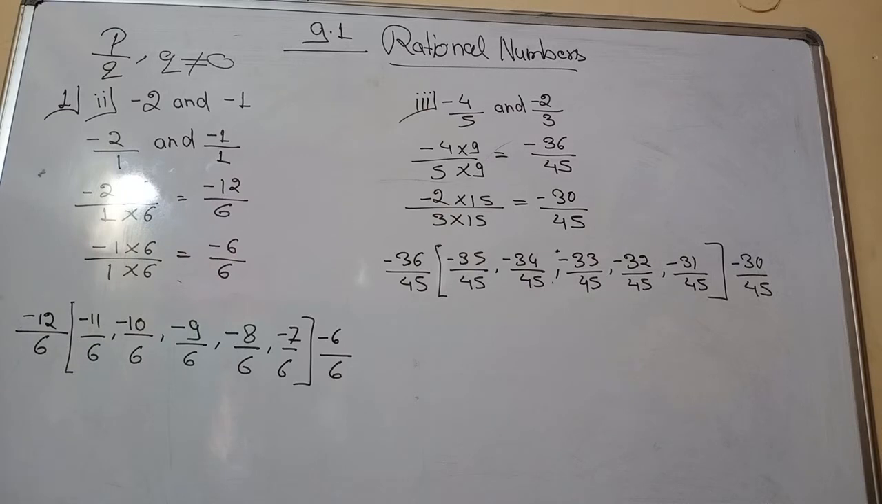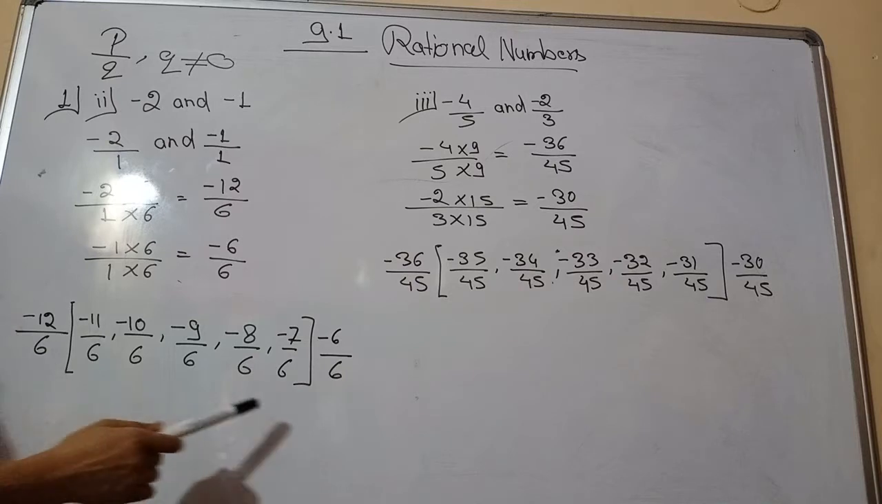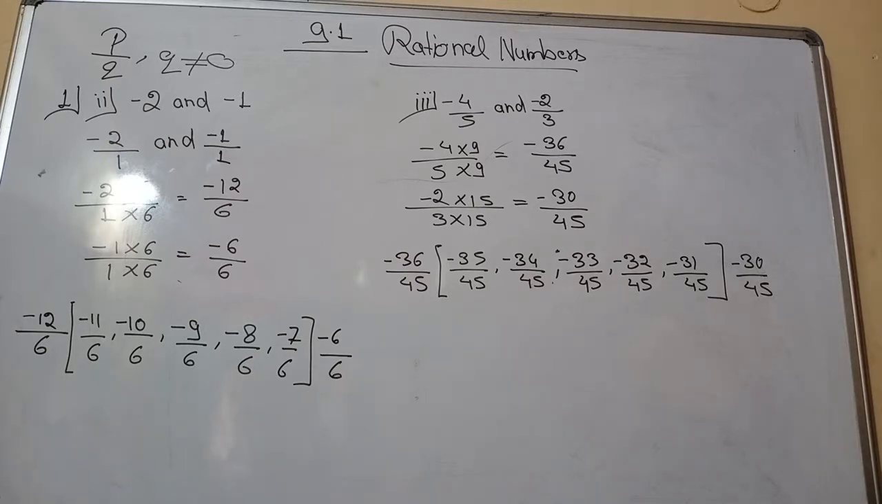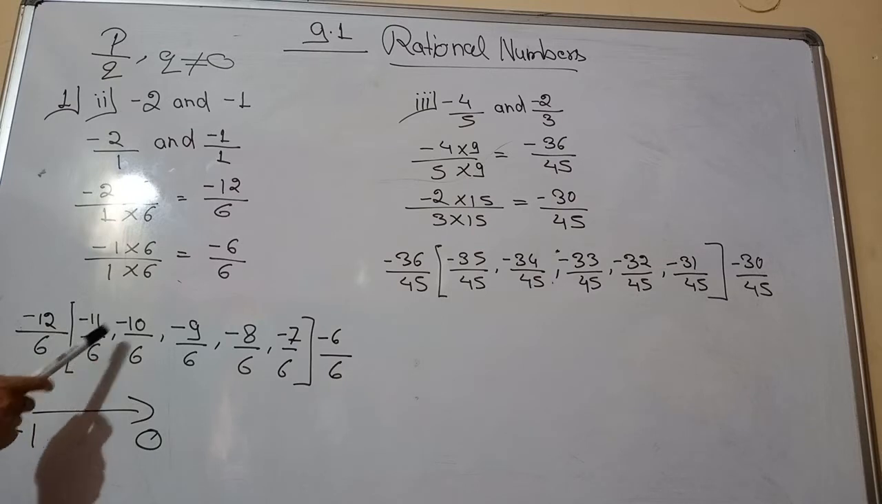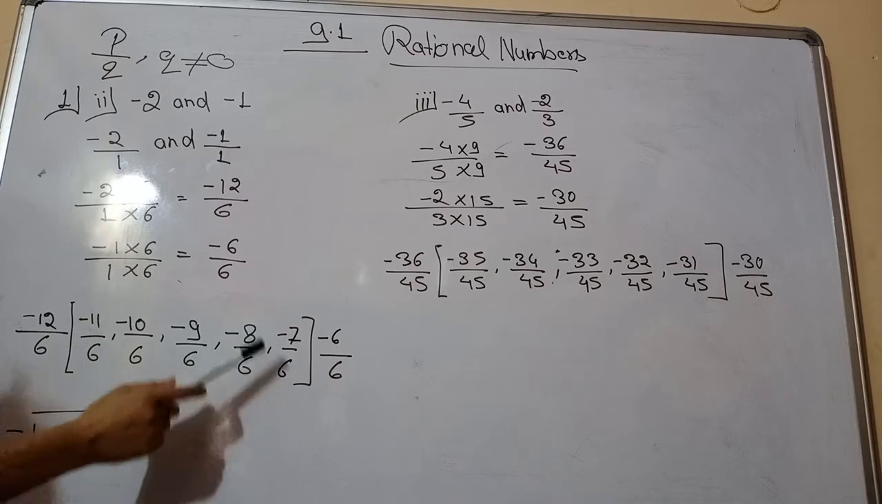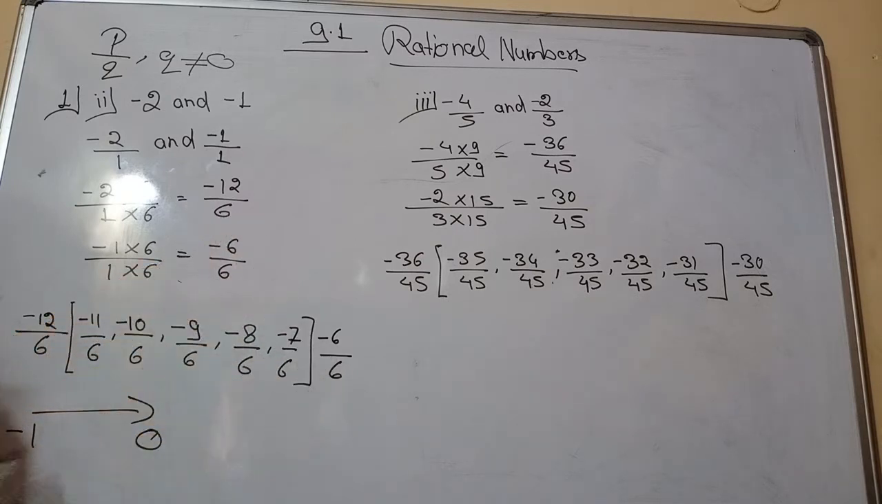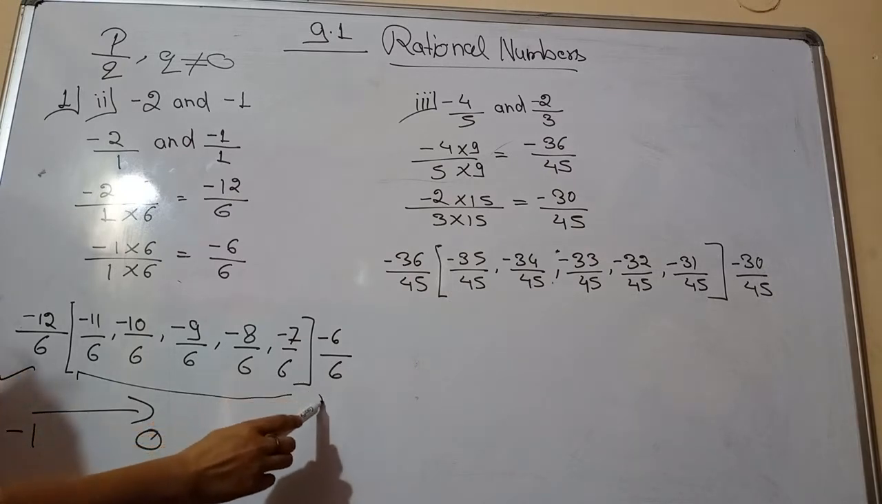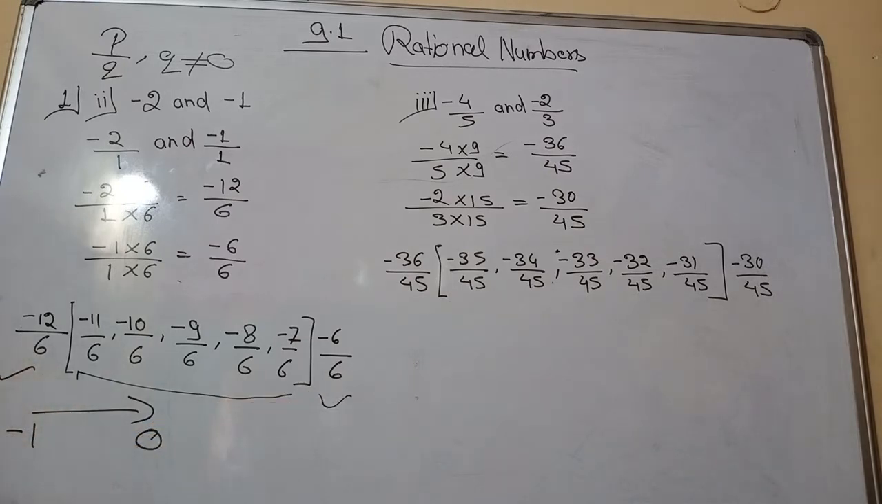Now how many rational numbers lie between minus 12 by 6 and minus 6 by 6? See here, minus 12 by 6 and here minus 6 by 6. We know that whenever we are seeing a negative rational number, it is towards the left of 0, so we will move towards this side. So minus 12 by 6, minus 11 by 6, minus 10 by 6, minus 9 by 6, minus 8 by 6, minus 7 by 6, and at last minus 6 by 6. So you can see these many rational numbers lie between minus 12 by 6 and minus 6 by 6. This is the first type of question.